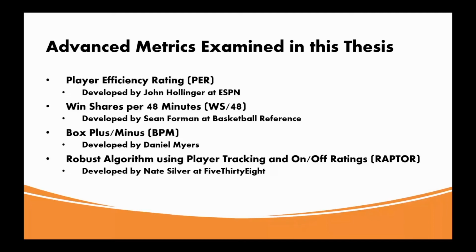So the 4 are as follows: player efficiency rating, or PER, which is a pace-adjusted measure of the production by a player per 48 minutes played; win shares per 48 minutes, or win shares per 48, which is a pace-adjusted measure of the wins contributed by a player to his team per 48 minutes played; box plus minus, or BPM, which attempts to estimate the point contribution by a player to his team above league average per 100 possessions played; and Raptor, which has a much longer title that I won't read, which attempts to do the same thing as BPM, but with a different data set and a slightly different methodology.